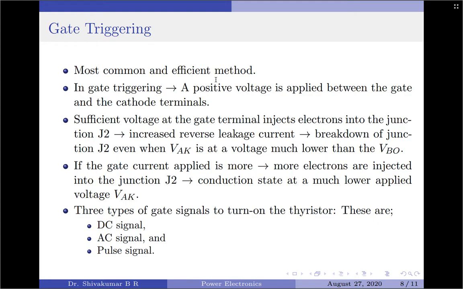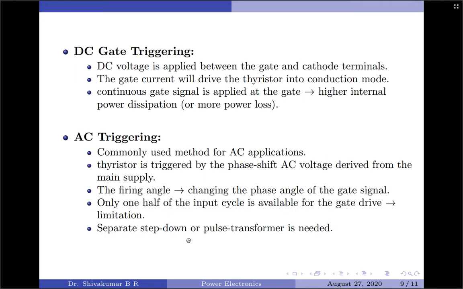If the gate current applied is high, more electrons are injected into the junction J2 and the device will move into conduction state at a much lower applied value of VAK. We can use three particular types of gate signals to turn on the thyristor. The first one is the DC signal, then we have the AC signal, lastly the pulse signal. Now, based upon these signals, the gate triggering can be called as DC gate triggering, AC triggering and pulse triggering technique. Now, let us discuss these triggering techniques individually.